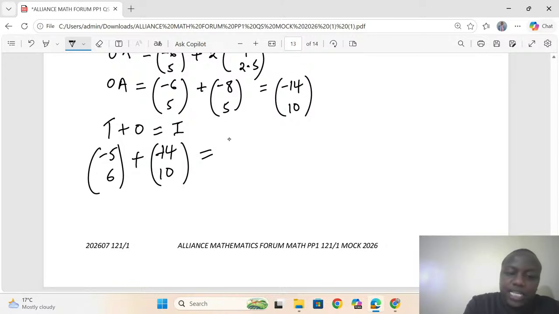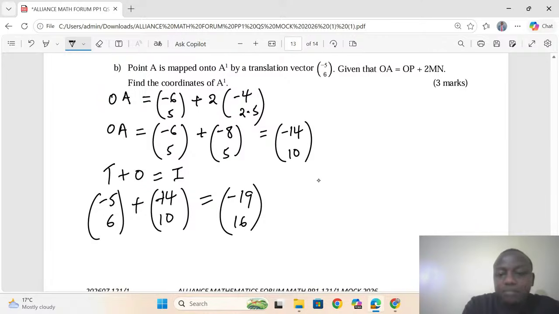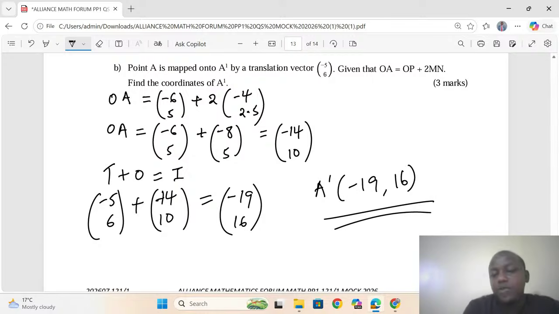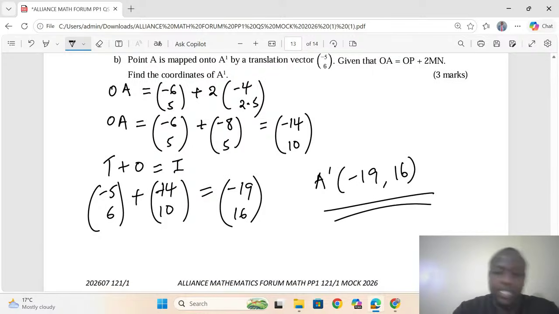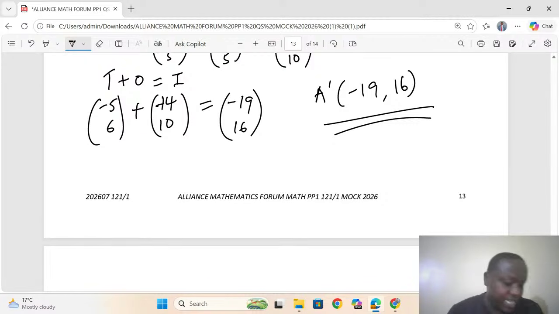Negative 5 plus negative 14, we get negative 19. 6 plus 10, we get 16. Therefore, this is the position of the image of A. Meaning that to write it as a coordinate, it should be negative 19, 16. A good question.